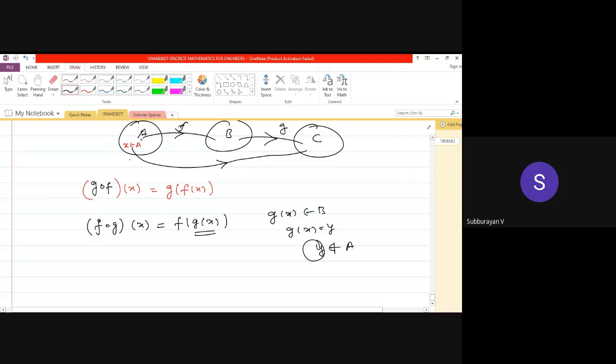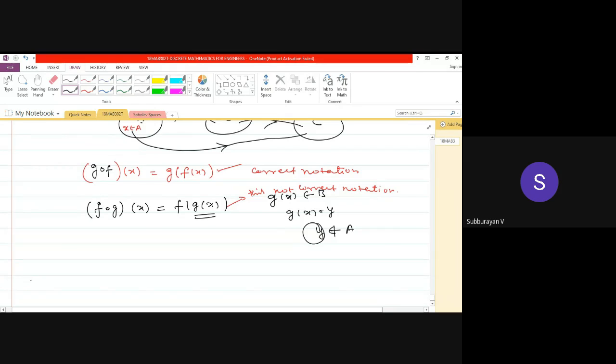Therefore, the correct notation is g composite f. This is the correct notation. Is it clear, guys? Yes, sir. Okay, fine.